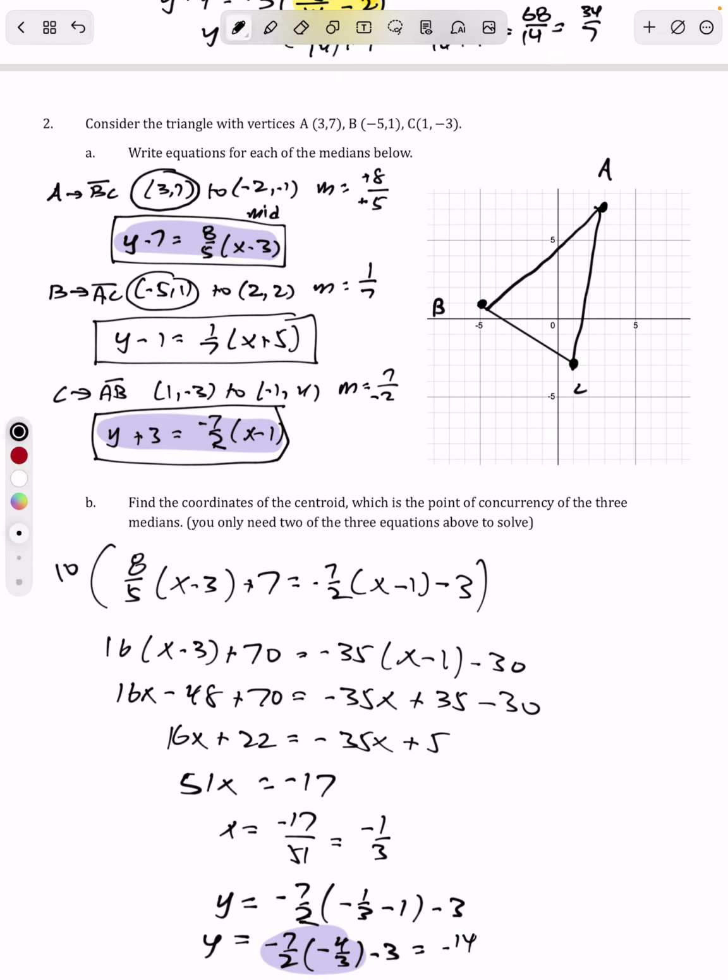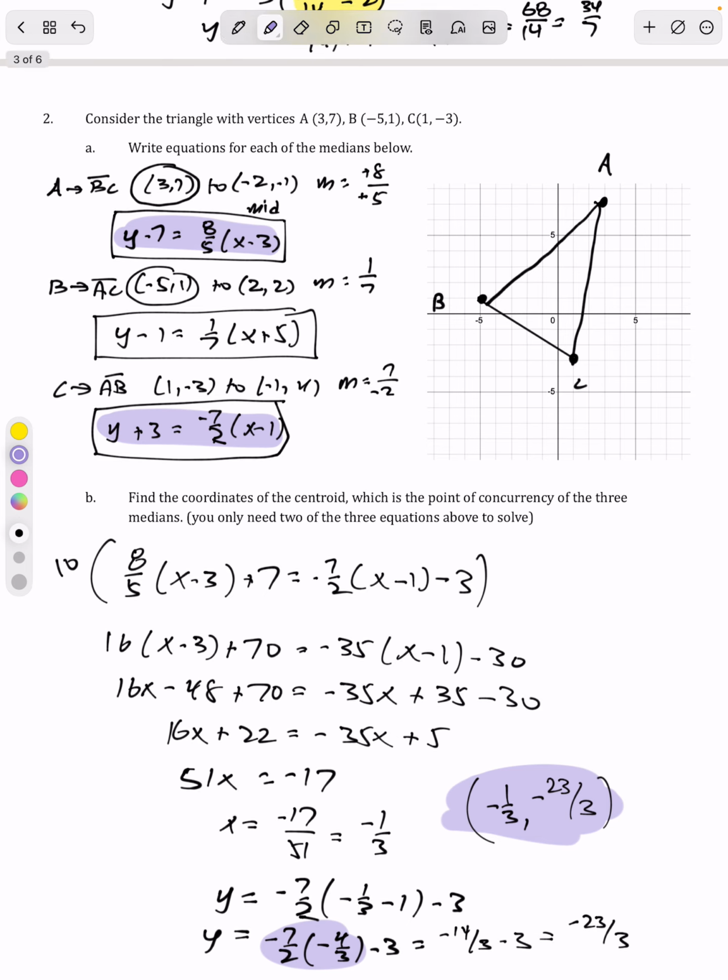I'll do it in 2 more steps. Negative 14/3 minus 3. Oh, come on. I'm too close to the bottom of the page. Negative 14/3 minus 3. And 3 is 9/3, so it's negative 23/3. My point of concurrency is negative 1/3, negative 23 over 3, and we're done. In my opinion, that's the hardest part of all this. So if you get through this one problem, not 2, you'll feel a lot better about the rest of the way.